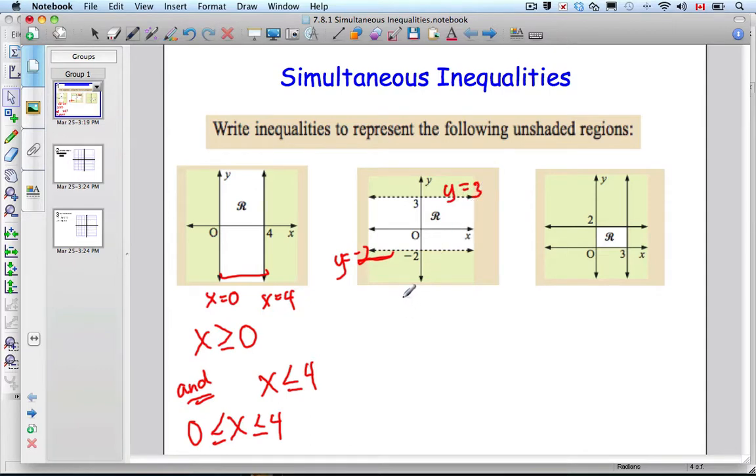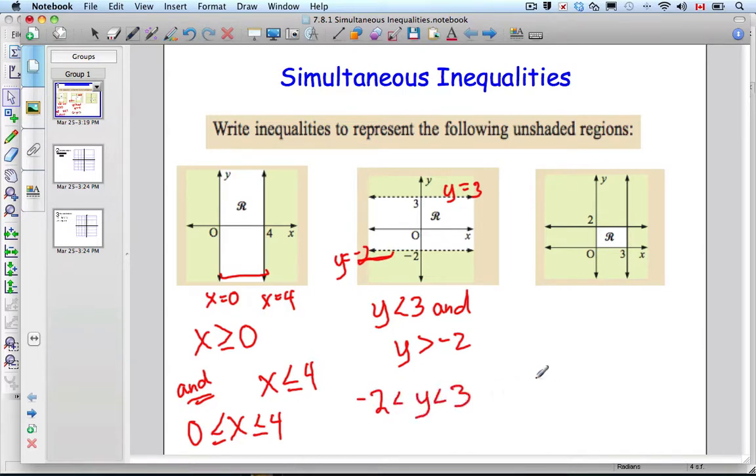Now beware, we have dotted lines. So we're looking for the inside region. So y has got to be less than 3, it cannot be equal to 3. And y is bigger than negative 2, not equal to because this is a dotted line. So if we wrote this in a number sentence, we just go negative 2 is less than y, less than 3.